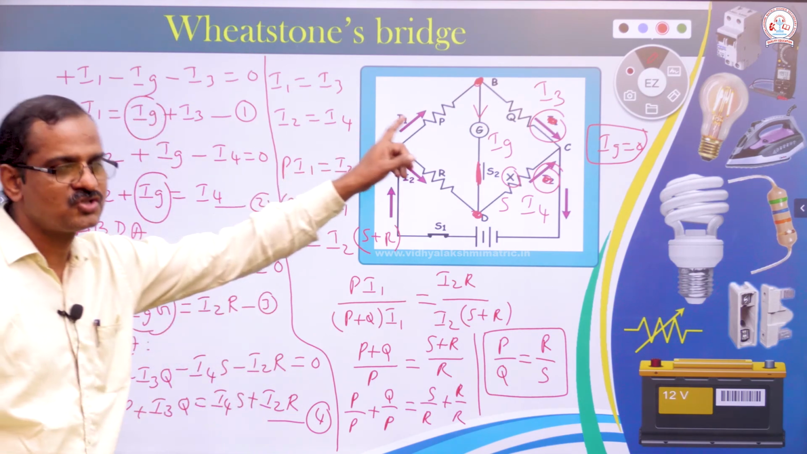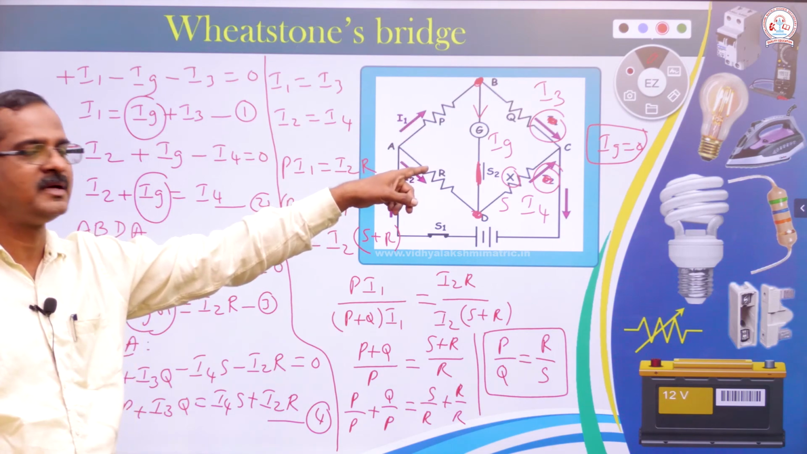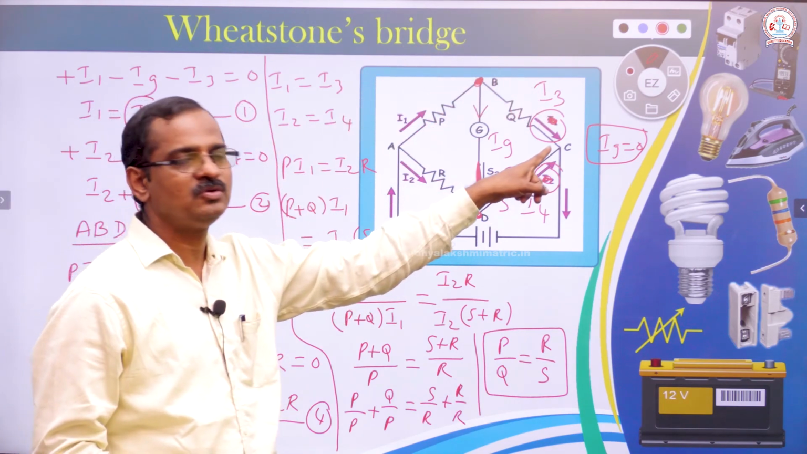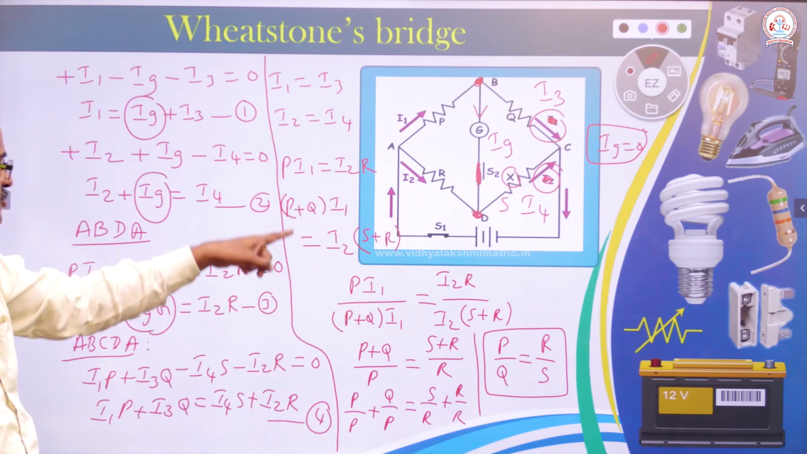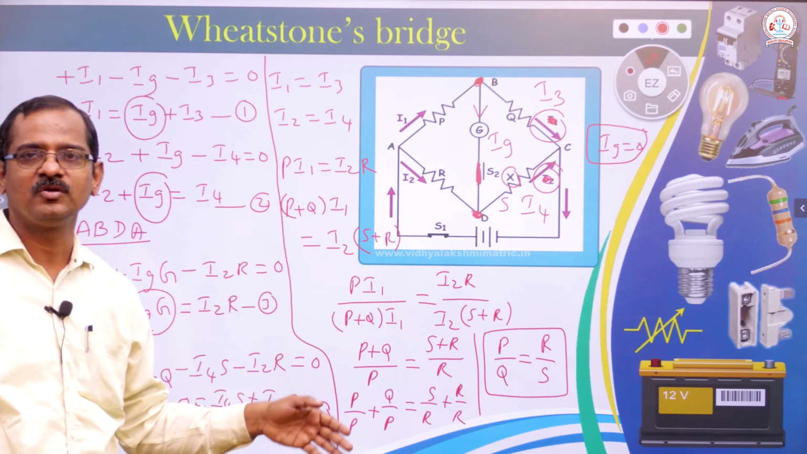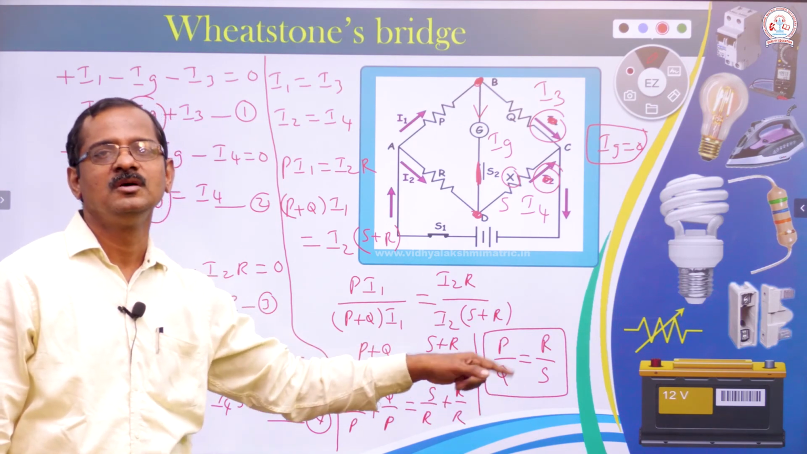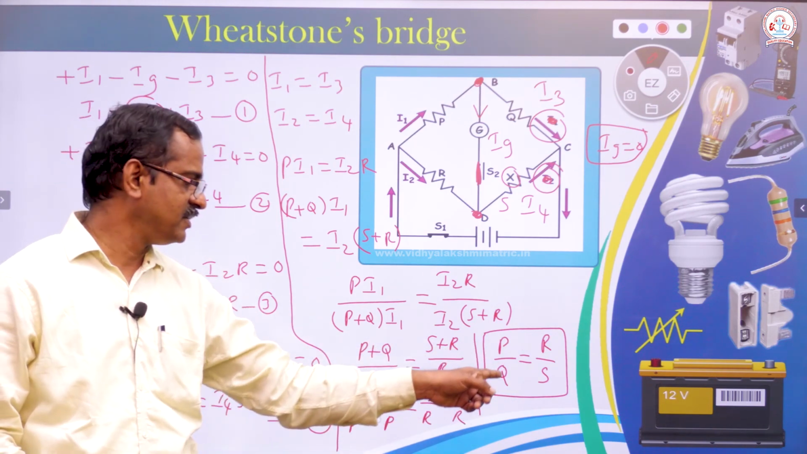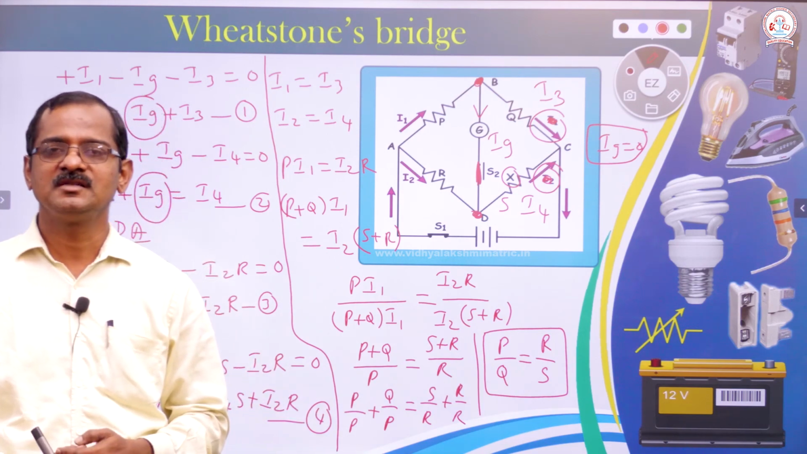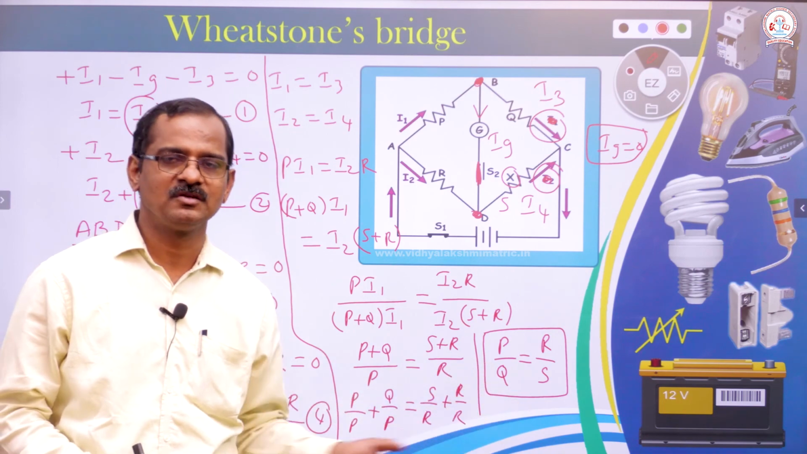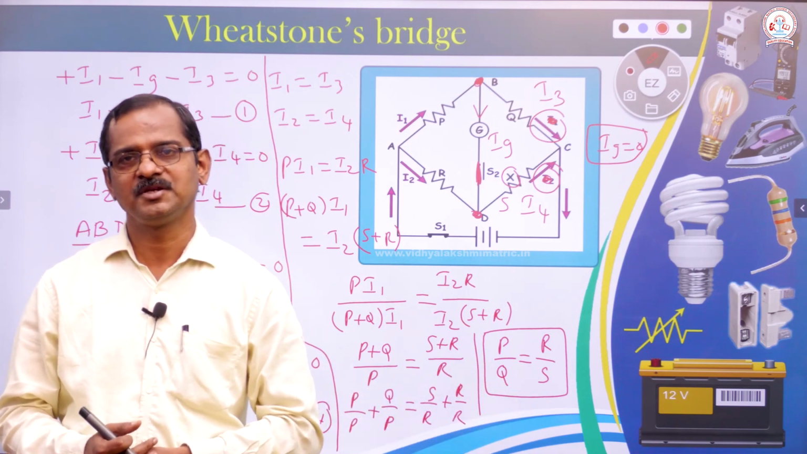When Ig equals 0, when no current is flowing through the galvanometer, I1 will be equal to I3 and I2 will be equal to I4. That value you substitute and then rearrange, we are going to get the equation P by Q equal to R by S. This is the Wheatstone bridge equation. Based on this Wheatstone bridge, the meter bridge works. Based on this equation, you will get many problems in the examination.